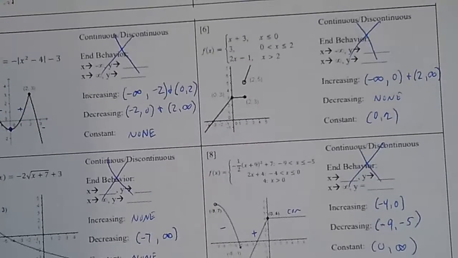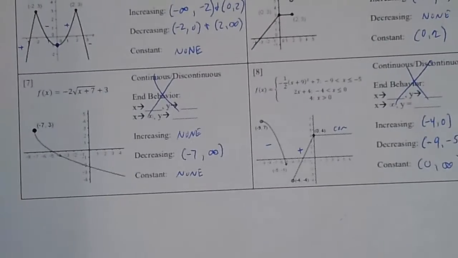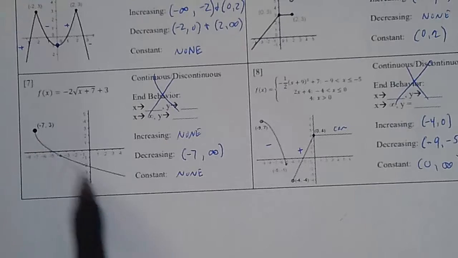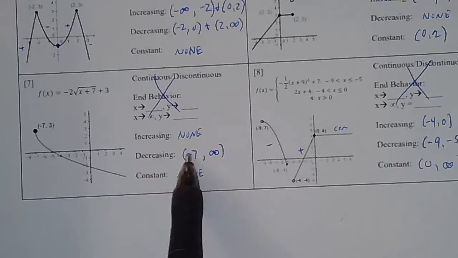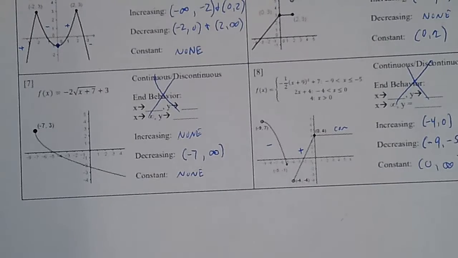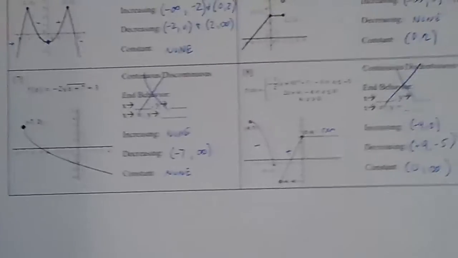So we got all kinds of different little combinations of things that can happen on these. And sometimes these are really simple, sometimes they're a little crazy, and it just varies from problem to problem. And then here's these last two. This is actually probably the easiest one. This one only decreases. It doesn't do anything else. So from -7 on to infinity, it decreases, and there's nothing else going on in the entire graph. So probably the simplest one there.